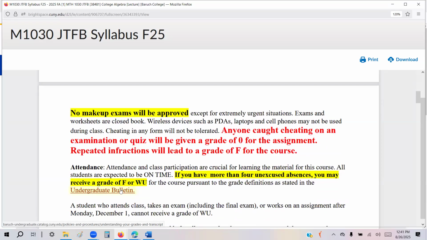There will be no makeup. So don't ask me for any makeup, don't be late. If you're late, then you're going to get 0, unless it's a life and death situation, something like that.